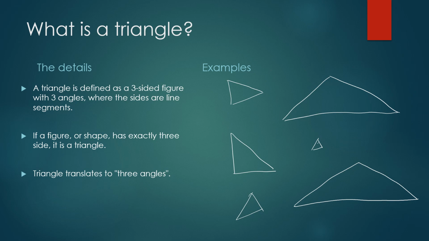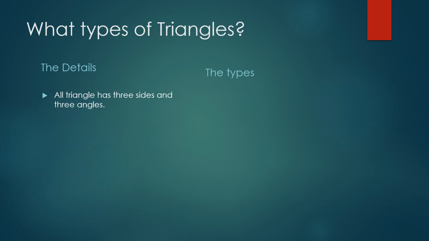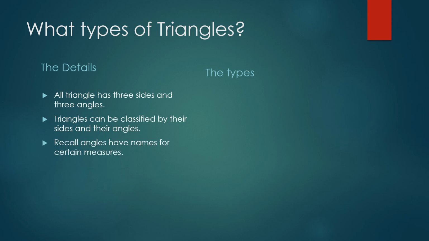Hopefully you get the idea. Reminder, all triangles have three sides and three angles. Because those are the defining features of a triangle, we can name a triangle based on these features. Triangles are classified by their sides and their angles.